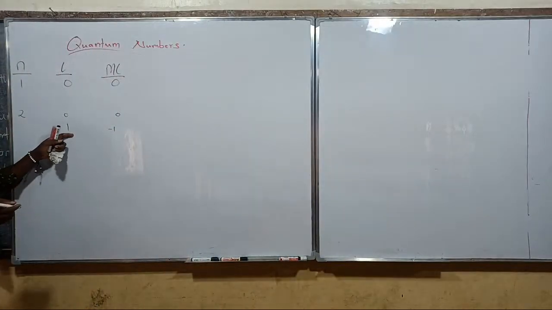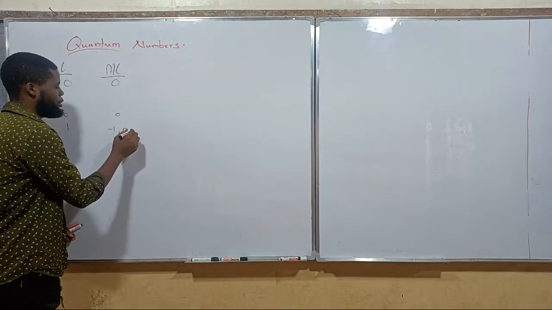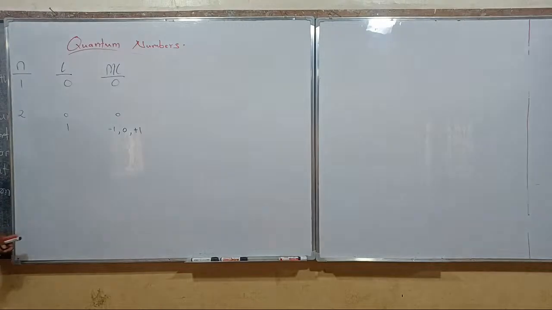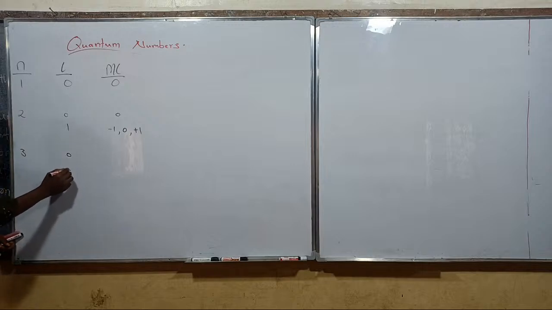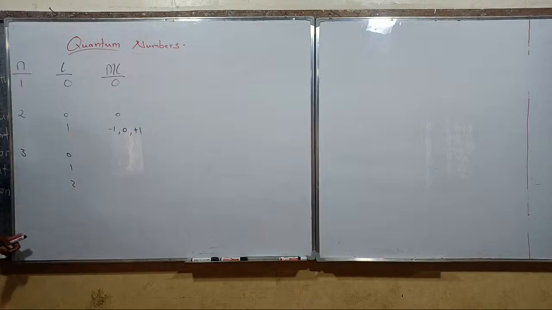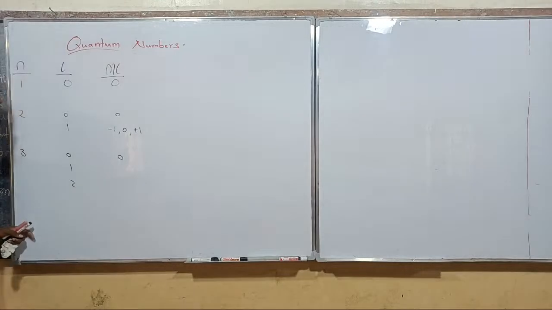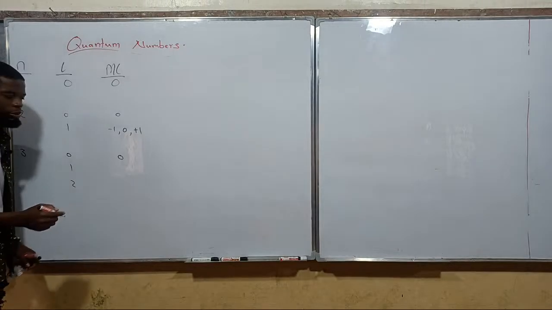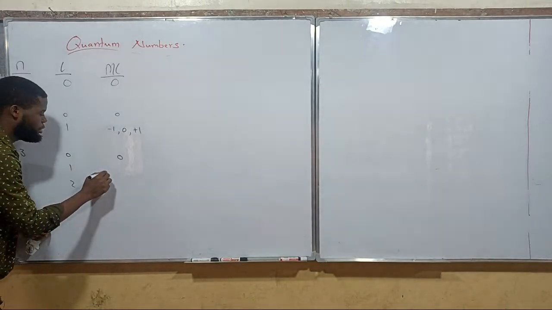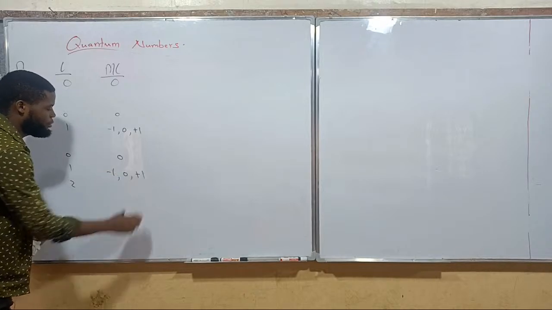Okay, so if L is equal to 1, ML is going to be negative 1, comma 0, and also positive 1. You do the same if N is equal to 3. So for the values of L, we're going to have 0, 1, and 2. For each value of L, we're going to have the designated values of what? ML. Meaning if L is equal to 0, ML is going to be 0 also. We do the same, negative 1, comma 0, and positive 1.